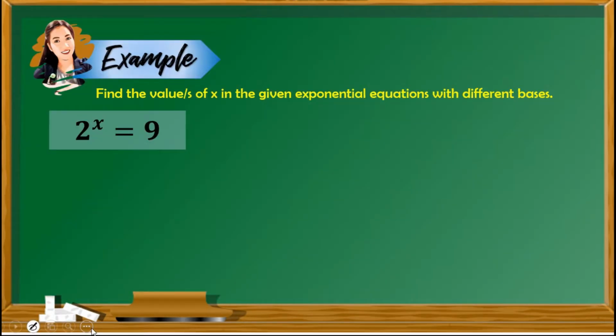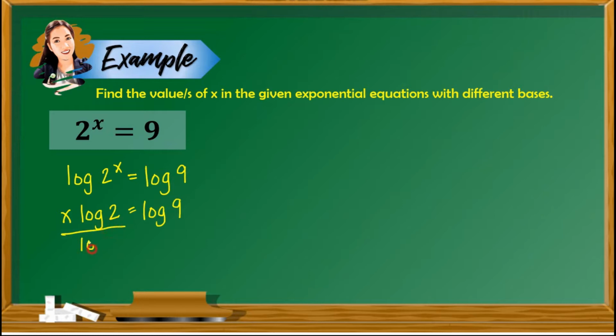Find the value of x in the exponential equation with different bases. Looking at our first example, 2 raised to x is equal to 9. We cannot do anything with 2 and 9 to make them the same. Therefore, we need to apply the concept of logarithm. So we have to take the logarithm of both sides. So we have the logarithm of 2 raised to x is equal to the logarithm of 9. Next is to rewrite this using the power property to remove the exponent. So we have x logarithm of 2 equals the logarithm of 9.